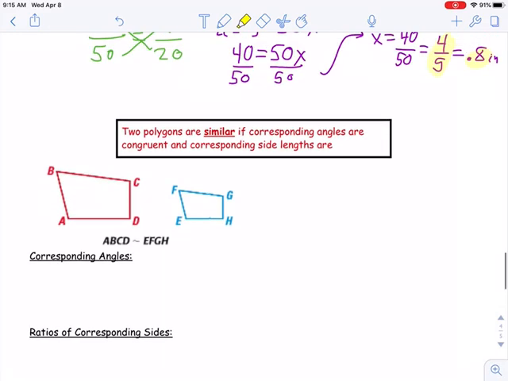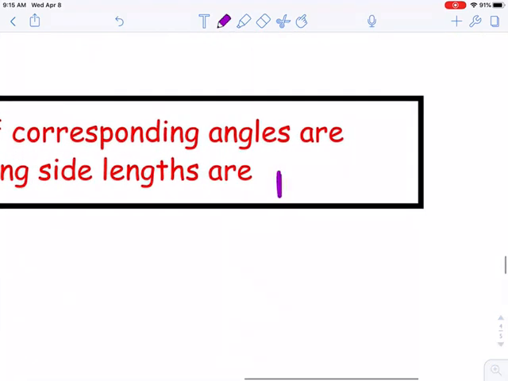Okay, so now we're going to talk about the last part of the intro. And remember, we're just laying the foundation so we can talk about cooler things in the future. This is just the groundwork. So two polygons are similar if corresponding angles are congruent and corresponding side lengths are proportional.